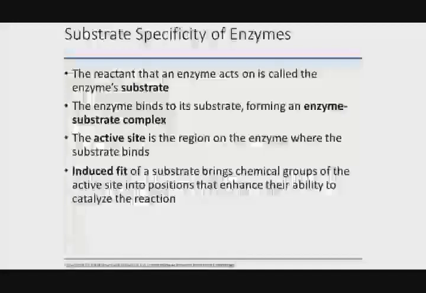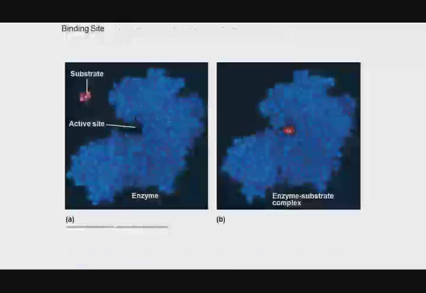So when we talk about enzymes, we want to talk about the enzyme substrate. What is the reactant the enzyme is acting on or binding to? That's its substrate. And together they form the enzyme-substrate complex. Where the enzyme binds to its substrate is called the active site. And oftentimes we talk about what's called an induced fit. An induced fit is going to be a component of how the enzyme is going to catalyze the reaction. All right, we'll talk about this more.